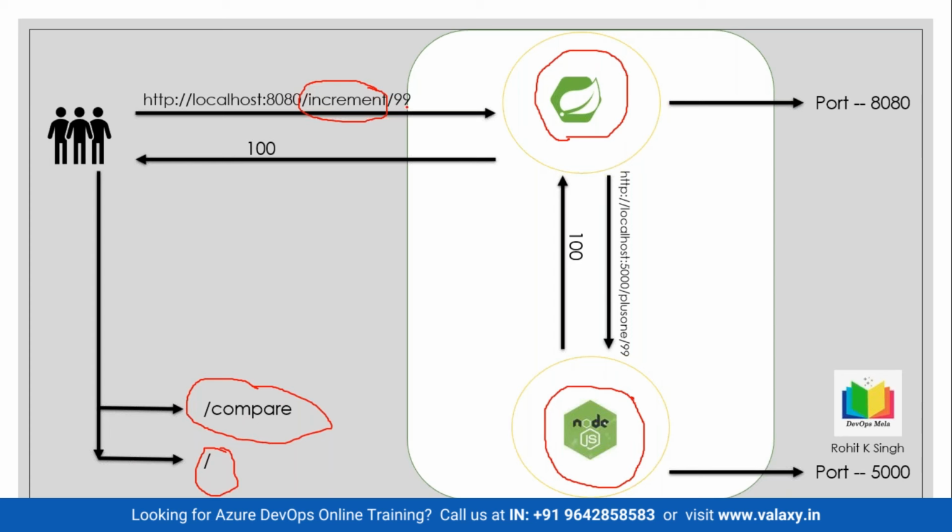This third module, the incremental module, what it does: if you put in 99, for example, it goes to Node.js. See this, it goes to Node.js, and the calculation is happening over here at this particular application. It is adding 1 to it, plus 1. Then the output is sent to the Java Spring Boot application. Then the response is sent back to us outside.